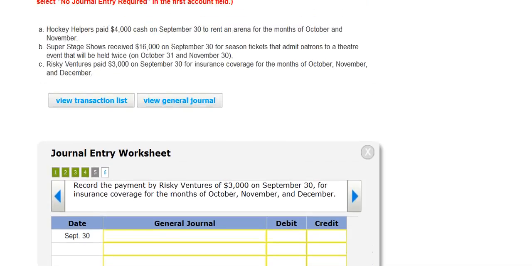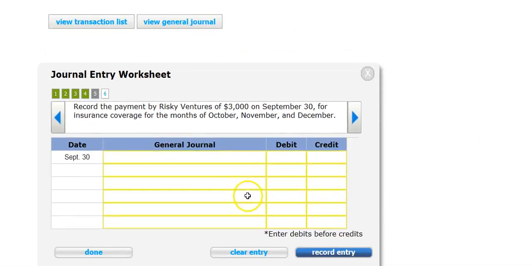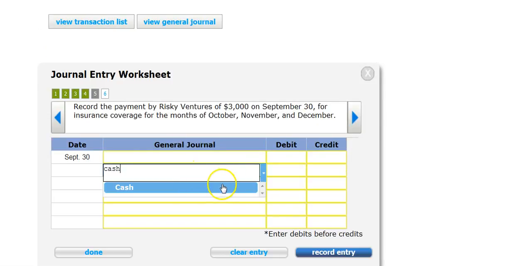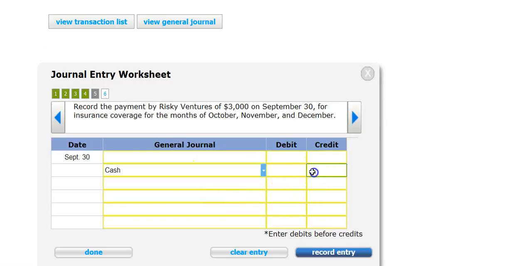Our third set of transactions involve Risky Ventures. Risky Ventures paid $3,000 on September 30th for insurance coverage for October, November, and December, 3 months' worth of insurance. Okay, and it was paid September 30th before they received the benefit of any cost. Well, if we're paying out cash, we want to reduce the asset cash. Sometimes it's easier to do the cash part of the transaction by itself.